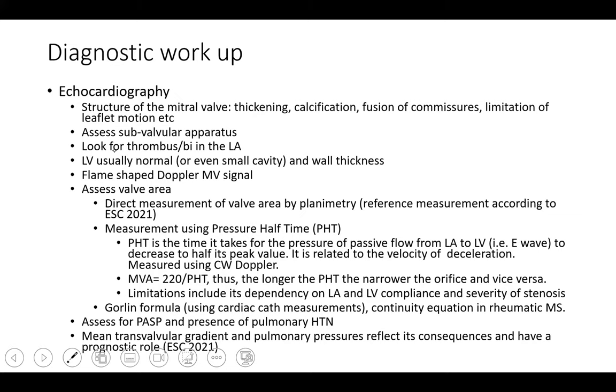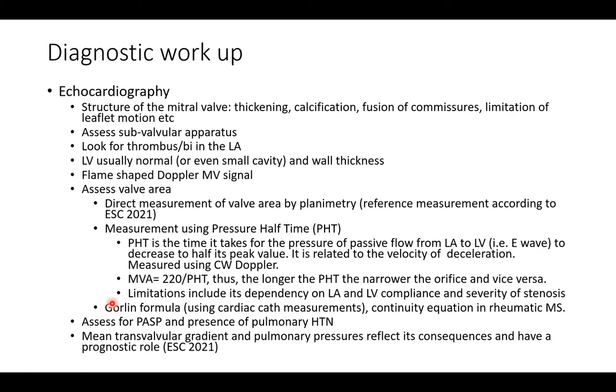So if we say 220 divided by, let's say, 150 rather, not 1.5, it will give us a value. If we say 220 divided by 200, it will give us a smaller value. So the longer the pressure half time, that means the longer it takes for that blood to get through from the left atrium to the left ventricle because of the narrow orifice.